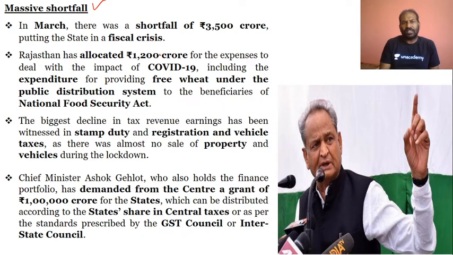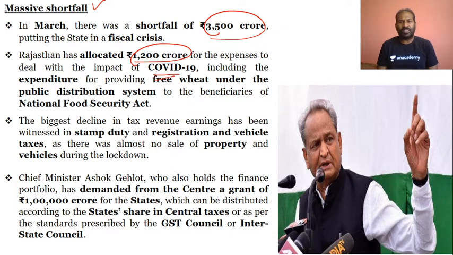And then it says in the month there was a shortfall of 3,500 crores, and Rajasthan has allocated 1,200 crores for COVID-19, for the expenditure, or for the rescue package of COVID-19. The Rajasthan government has allocated 1,200 crores of rupees for the expenditure of providing wheat under the PDS system, for the beneficiaries of the National Food Security Act.